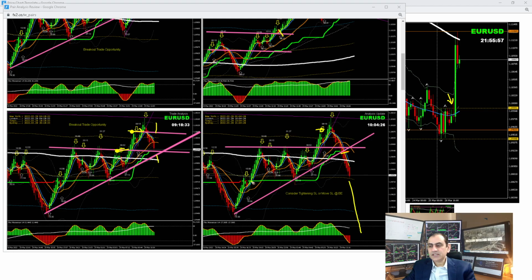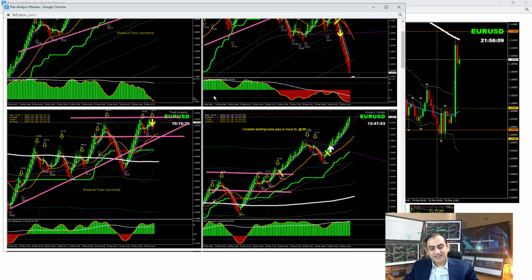As soon as the price hit and the 4-hour candle finished, as you can see here, I explained to my traders it's time to consider banking some pips or move your stop loss to break even. Afterwards the price reversed, so you can see here. So I said, okay, no problem, let's look at another entry. We're expecting it might break this level.